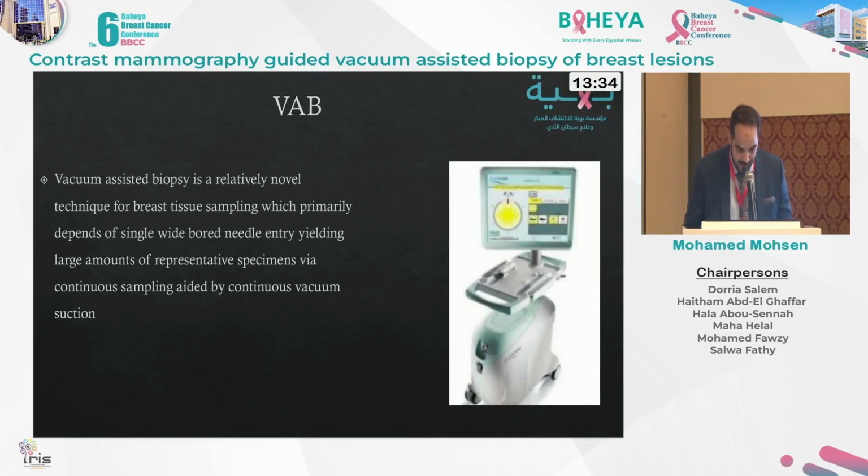What is the vacuum-assisted biopsy? It is a relatively novel technique for breast tissue sampling, which primarily depends on single wide-pored needle entry, yielding large amounts of representative specimens via continuous sampling aided by continuous vacuum suction.